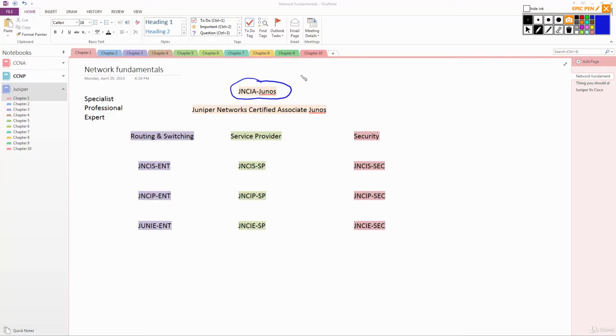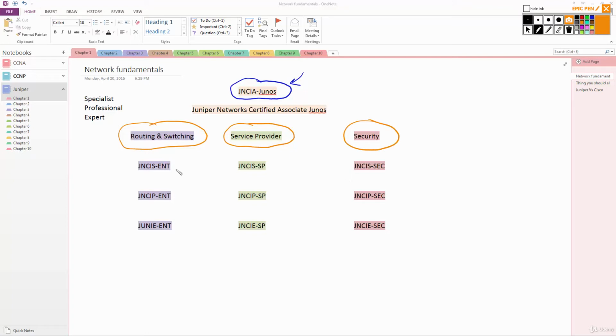So once you get the certification, you are pretty much stating that, hey, I am familiar with the operating system. I'm familiar with the command line. I'm comfortable with going into a Juniper device and being able to make things happen. That's what this certification is all about. Now from there, you could actually branch off to different types of certifications or different tracks. One would be routing and switching. Another one would be service provider. And another one would be security.